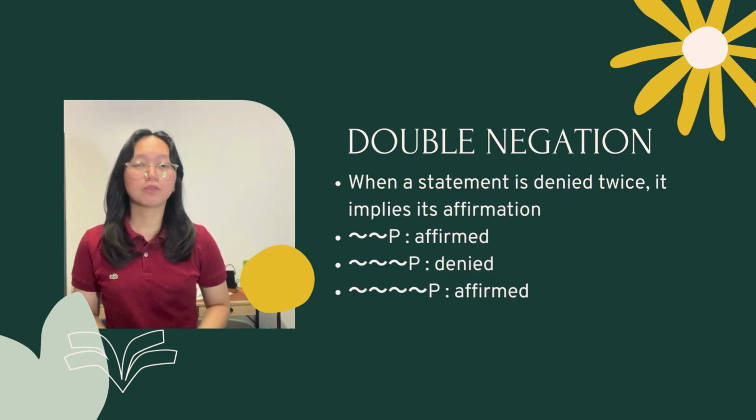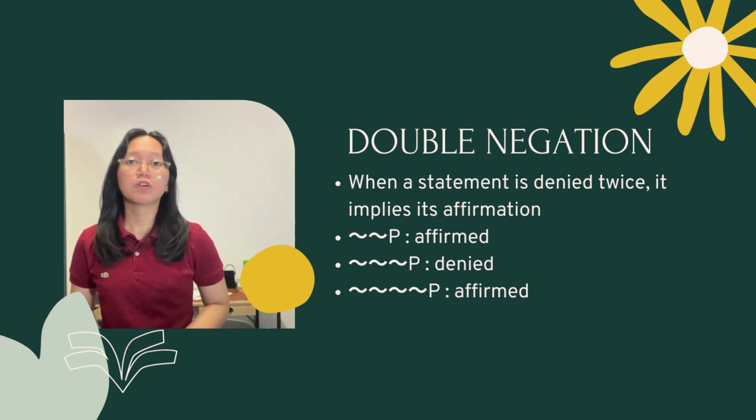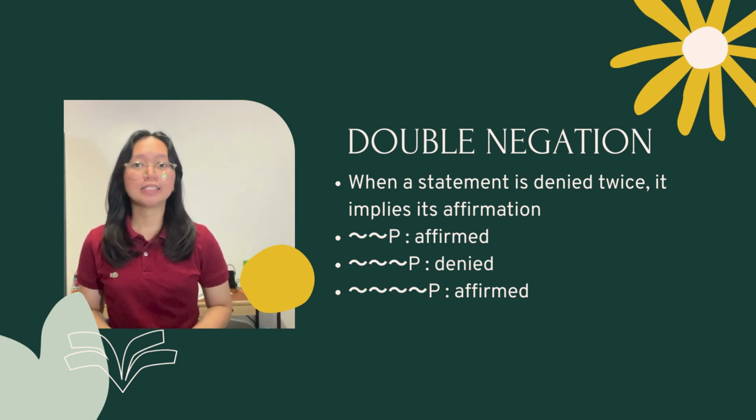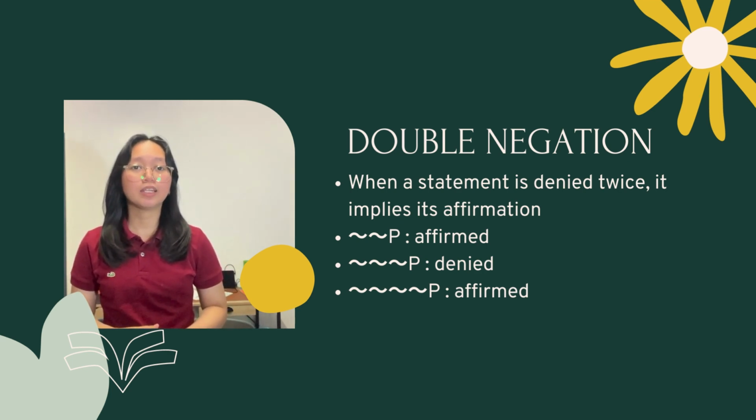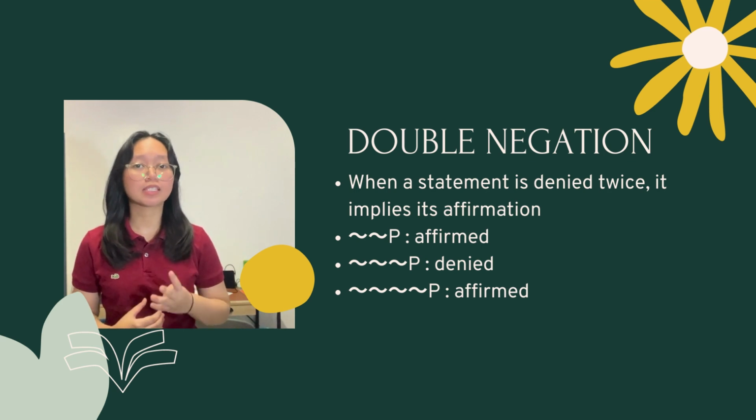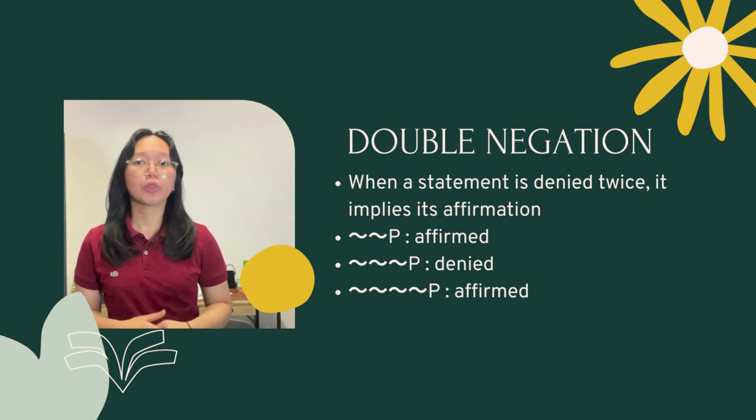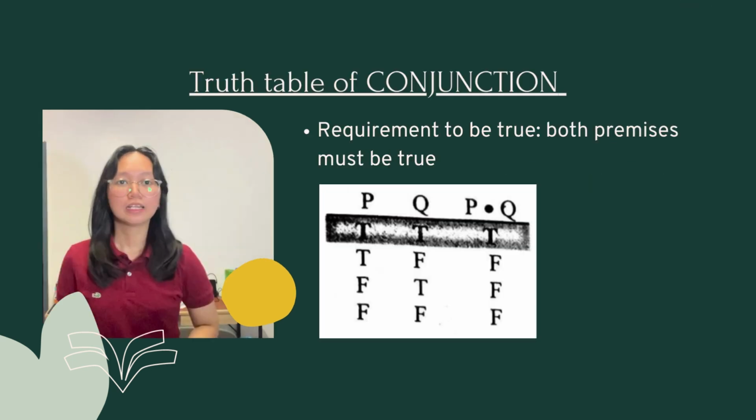Moving on to the concept of double negation. We know that P cannot be true and false at the same time, as this would violate the principle of non-contradiction. However, the case of double negation is plausible. As seen on your screens, the symbol for double negation is tilde tilde P. While when it is negated 3 times, it is denied, but when it is negated 4 times, it is again affirmed. Affirmed when true and denied when false.